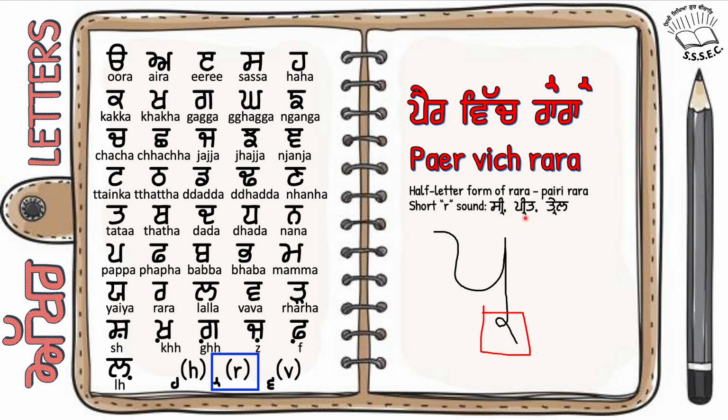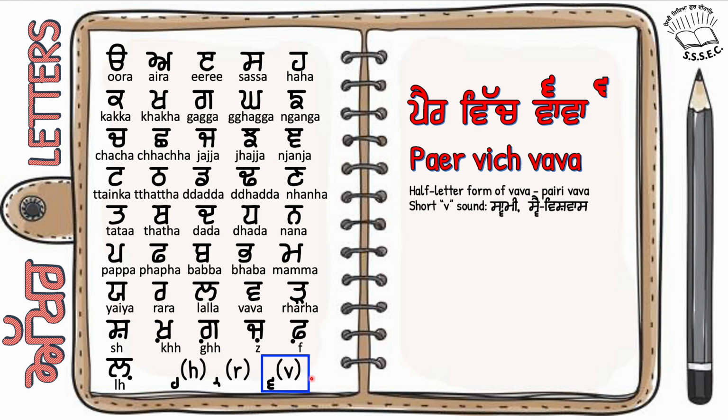And preet instead of parit. Preet is love. And trail. Trail is like dewdrops that you get on the grass in the morning, for example.